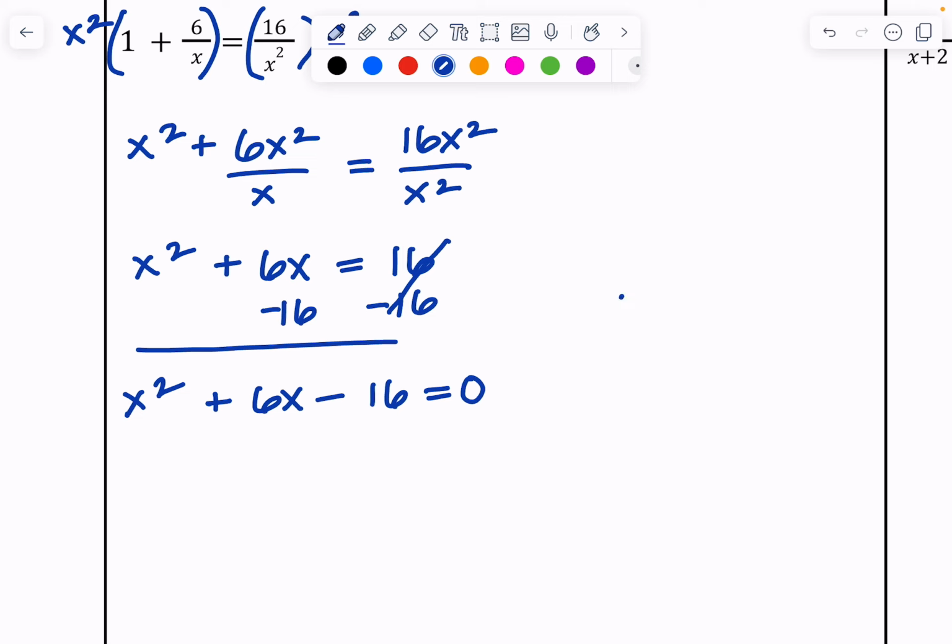Now we could do a lot of things. We could complete the square. We could use the quadratic formula.